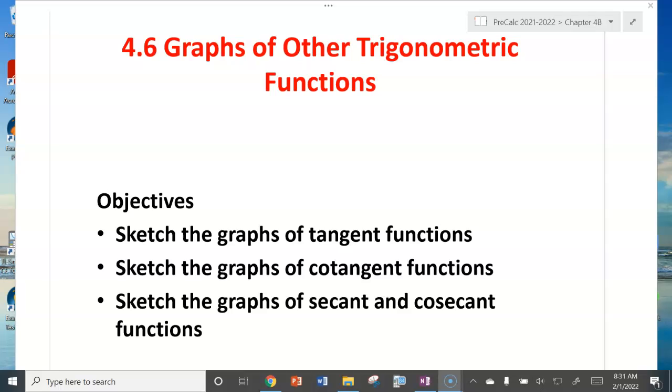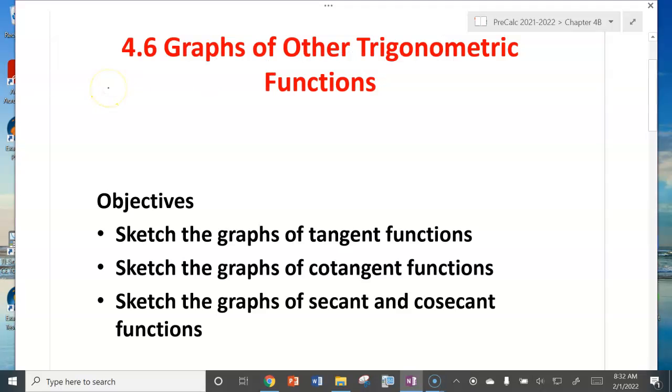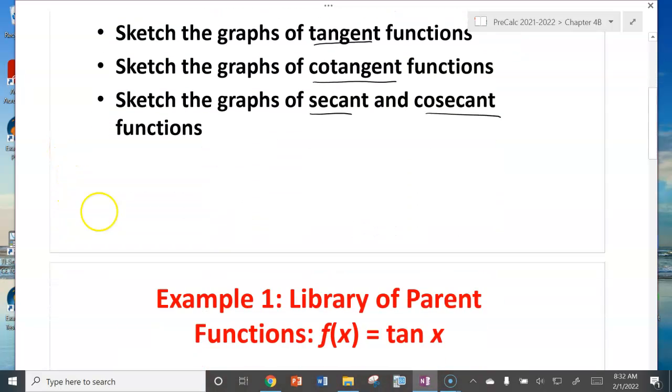Everyone, this is Mrs. Snook with section 4.6, graphs of other trigonometric functions. So last time we did graphs of sine and cosine, and we did transformations on those graphs. Today we're going to do the same thing, but it's with tangent, cotangent, secant, and cosecant. So we're going to do 4 different kinds of graphs.